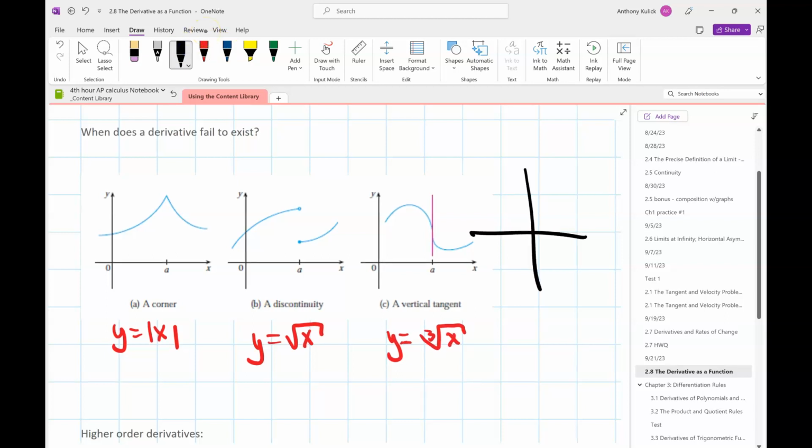What does the graph of that look like? Yeah, it's kind of like that. What do I have right here? That vertical tangent. It cuts through it, because if I try to draw a tangent line here, it's vertical.